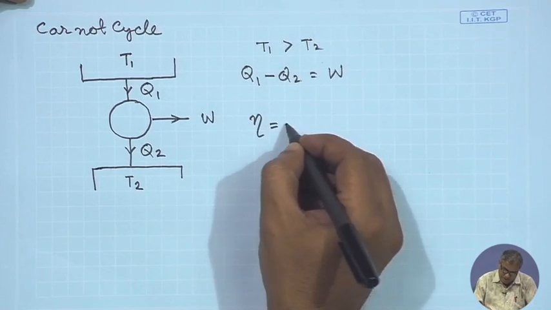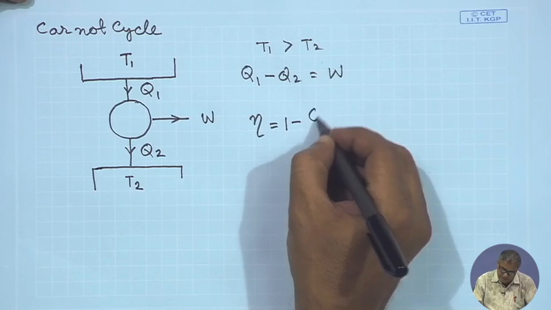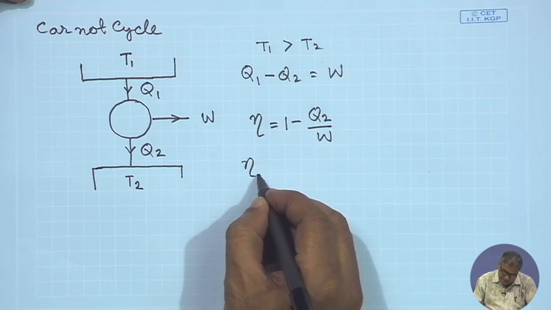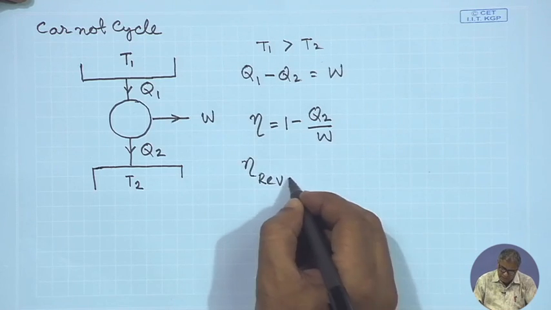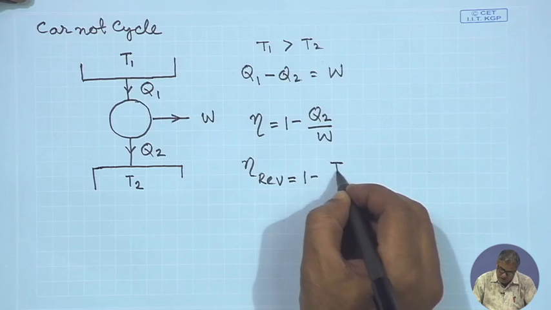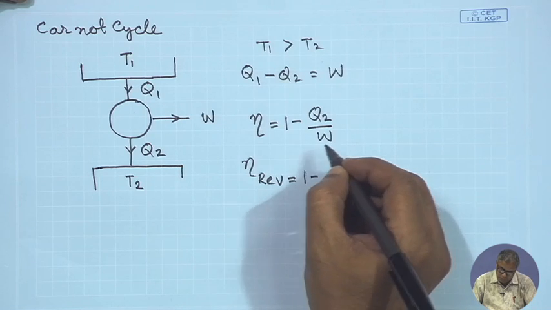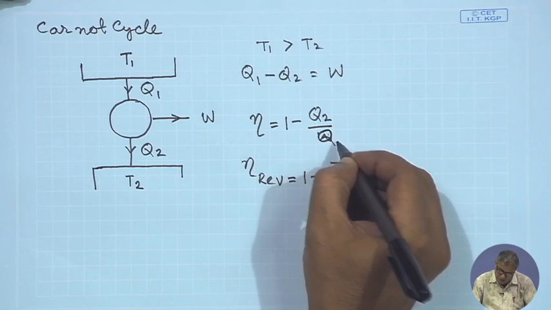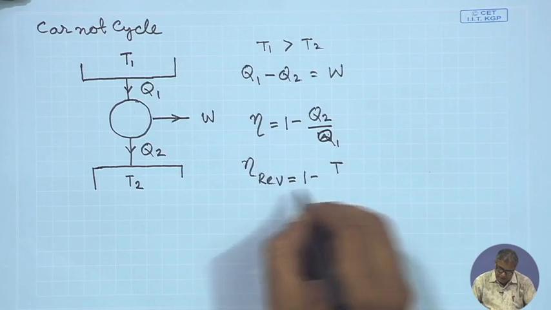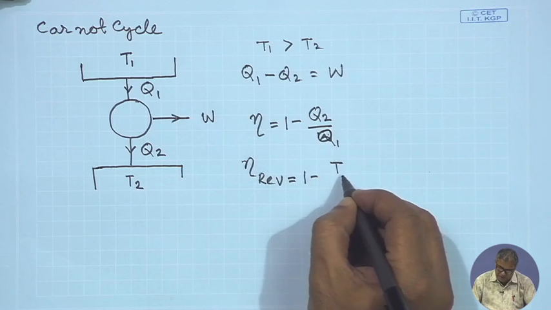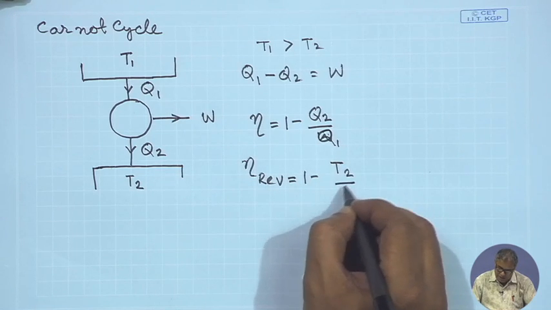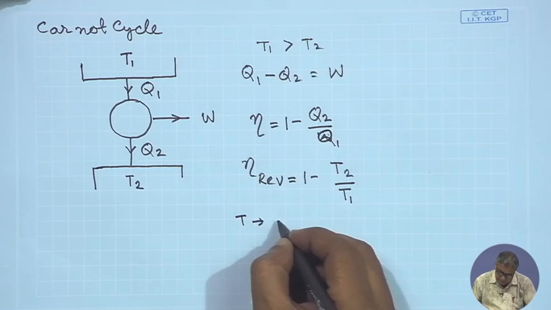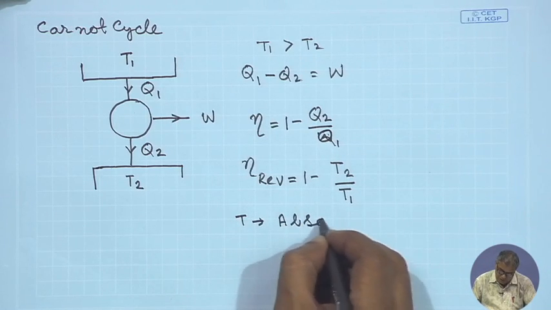Efficiency is equal to, let me write it once again, Sorry, the efficiency will be 1 minus Q2 by Q1, and for reversible engine efficiency will be 1 minus T2 by T1. T is the absolute temperature.